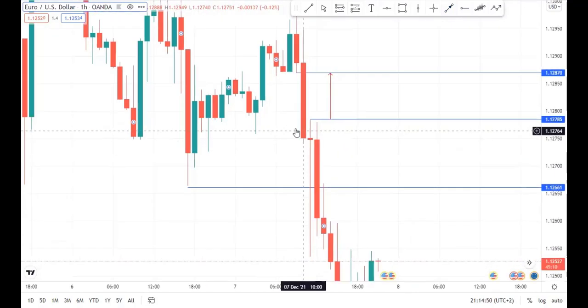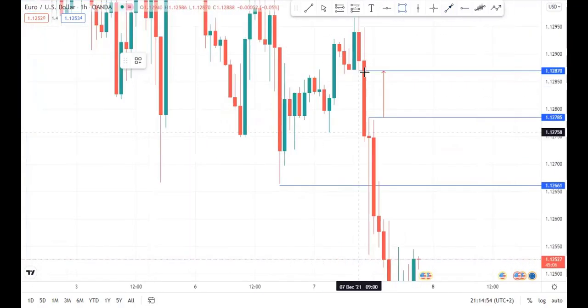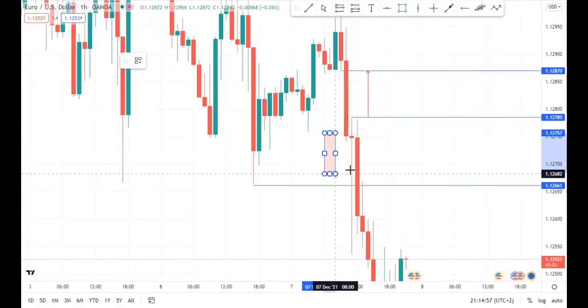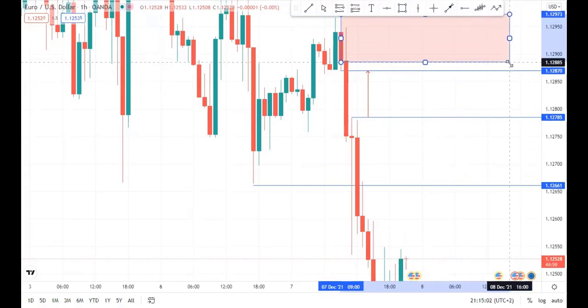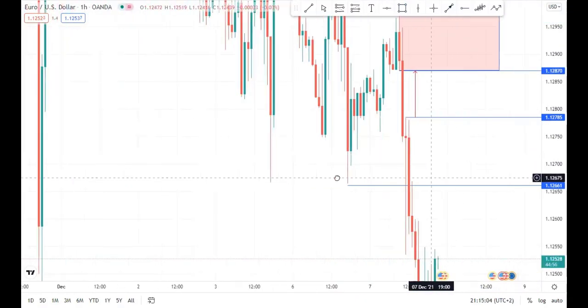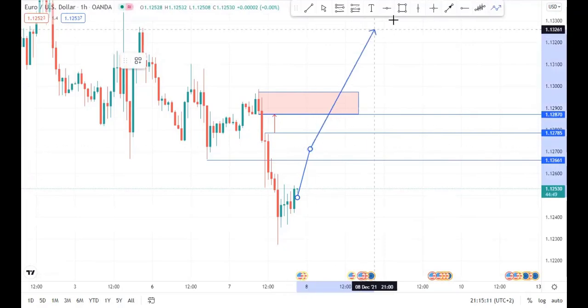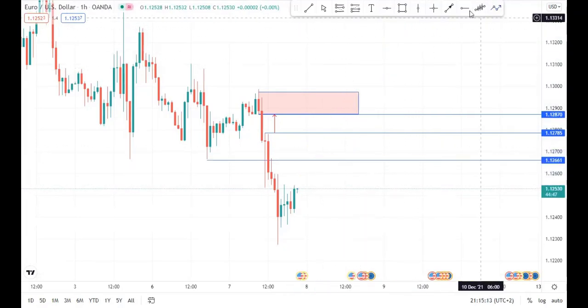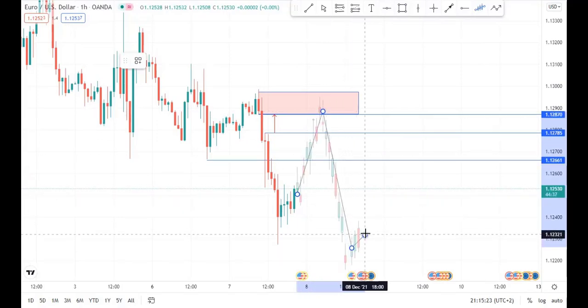So we have imbalance just before the OB. Price is supposed to come and retest this order block. First of all, it has to fill the imbalance. So when price is making its way up like that, it gets here, then it fills the imbalance, retests the OB, then collapses down like that.